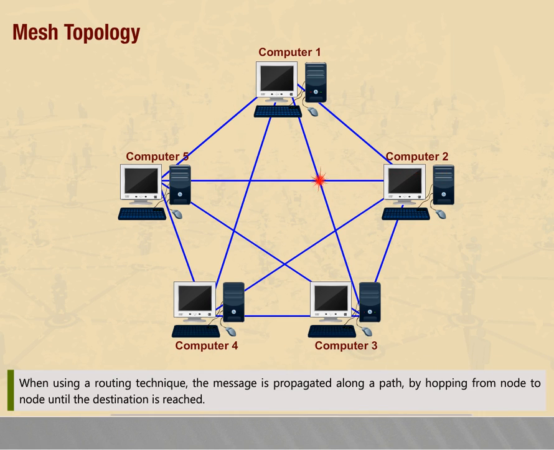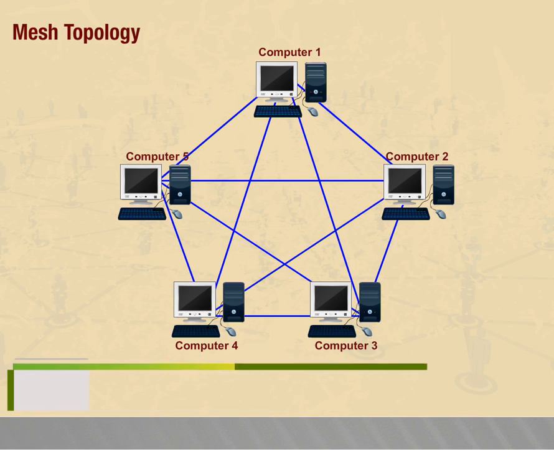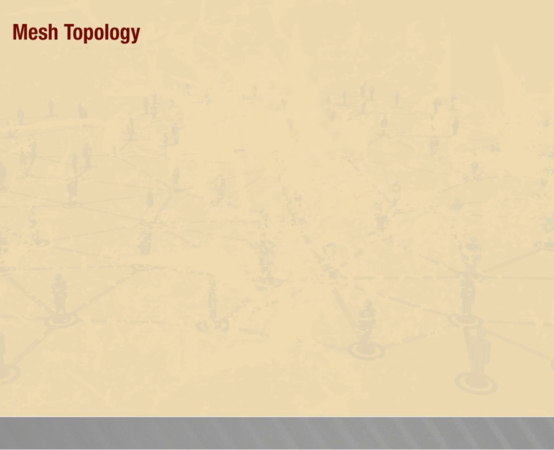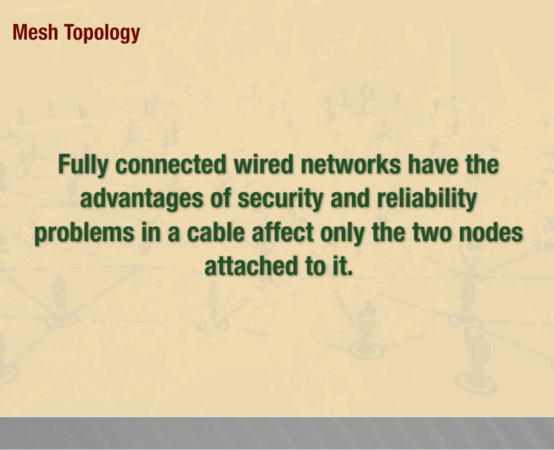When using a routing technique, the message is propagated along a path by hopping from node to node until the destination is reached. A mesh network whose nodes are all connected to each other is a fully connected network. Fully connected wired networks have the advantages of security and reliability. Problems in a cable affect only the two nodes attached to it.